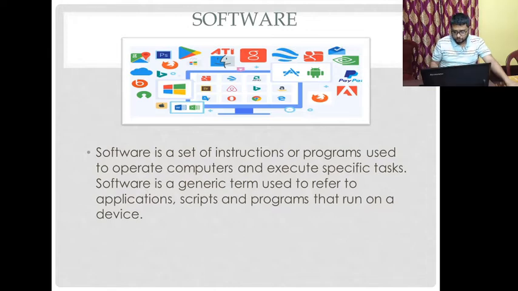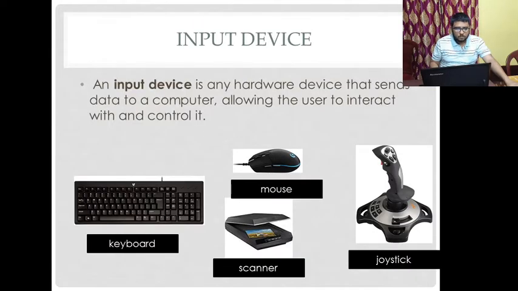See, I told you hardware is divided into four parts. This is the first part: input device. See, these devices like the keyboard, the mouse, the scanner, or the joystick, they are used to send data, to capture data from the user and store it inside the computer.